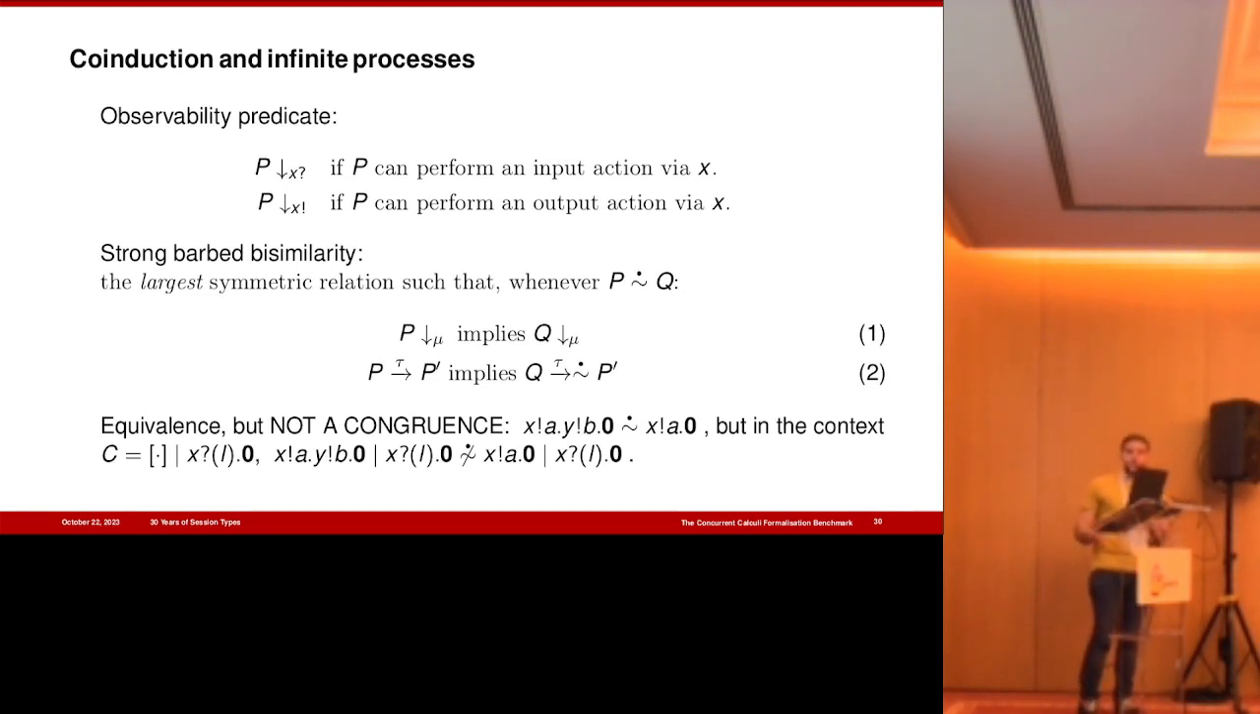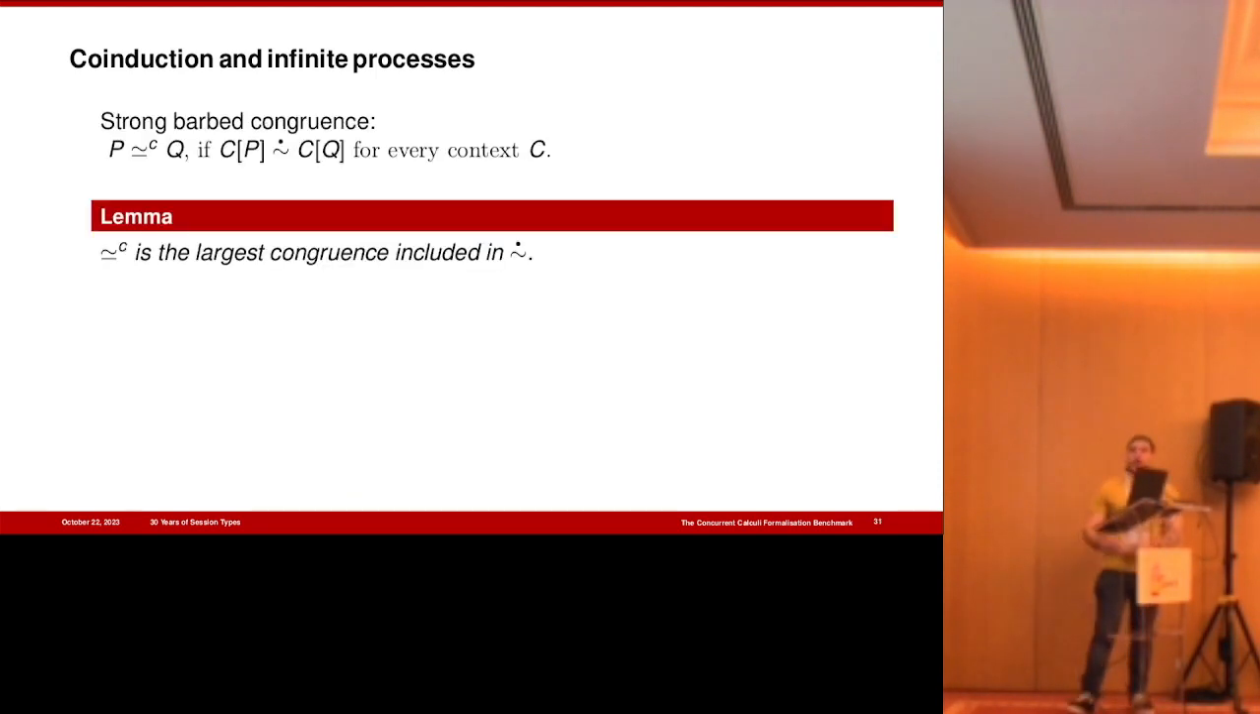So for this challenge, we introduce strong bar congruence. So we define this congruence that way. Basically we say that two things are related by congruence if they are bisimilar when substituted in every context.